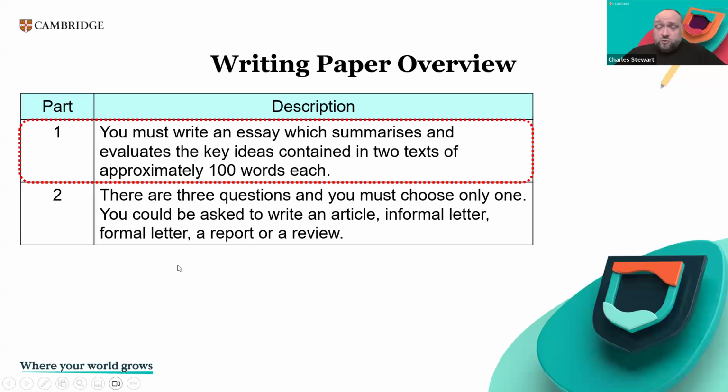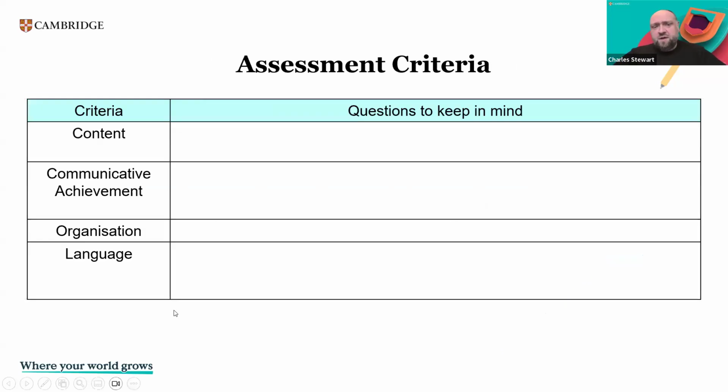And that actually goes with the trend. Typically, candidates find part one a bit more challenging. So when we look at the writing paper itself, the one important thing to keep in mind throughout the writing portion of the C2 Proficiency is how are they going to mark or score your writing? There are four different areas that they look at: content, communicative achievement, organization, and language. So, what are each of these?